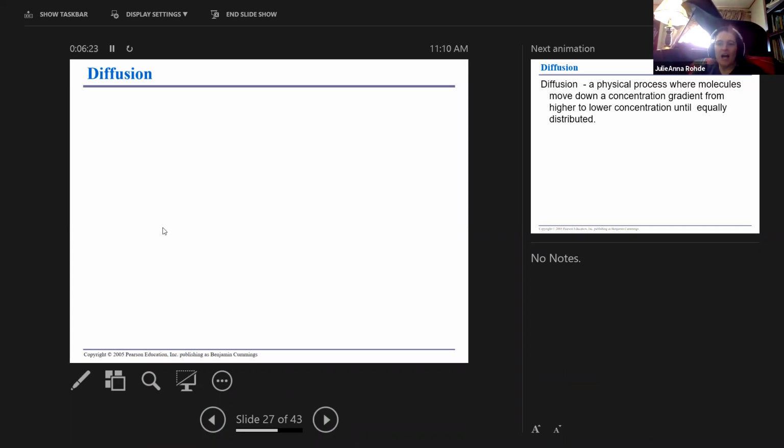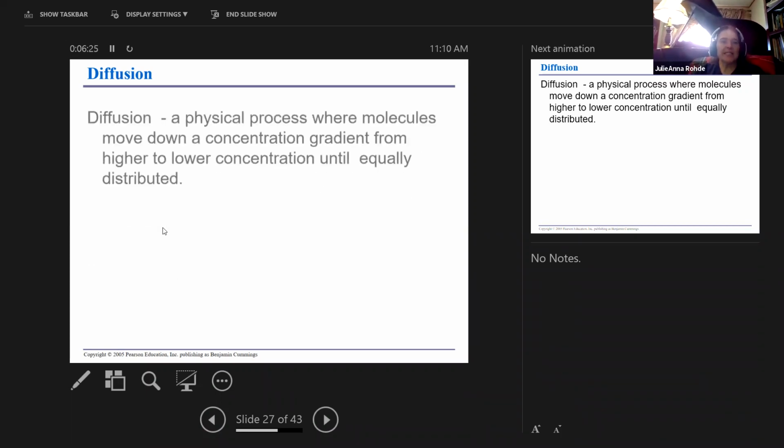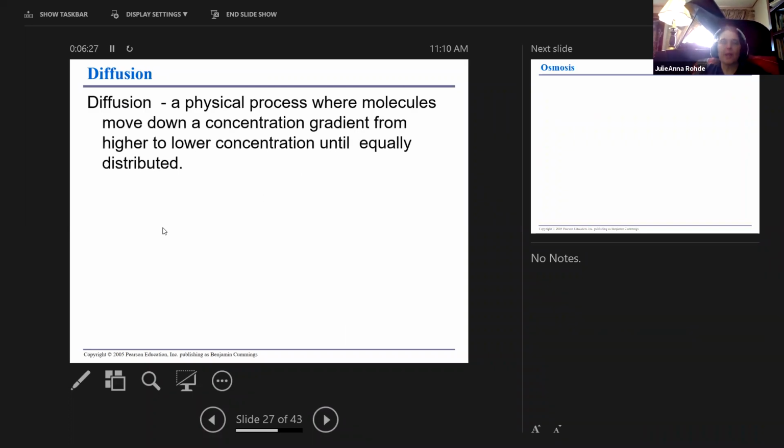Okay, so diffusion is where you have something in a higher concentration and it moves to an area of lower concentration. The analogy I like to use is if I were in the classroom and I were to close the two doors at the front and go to one corner and spray an air freshener, it would distribute eventually throughout the room.